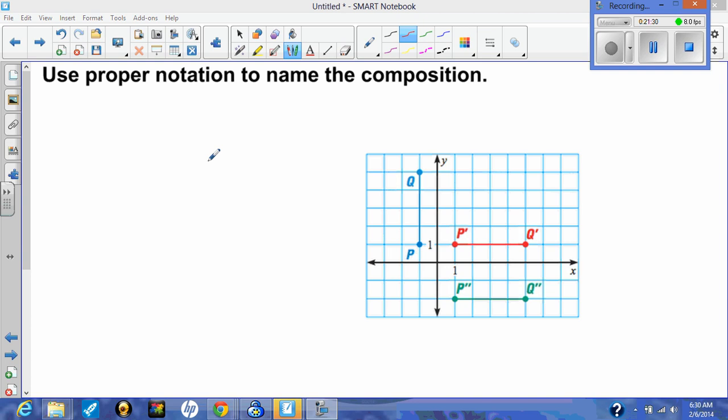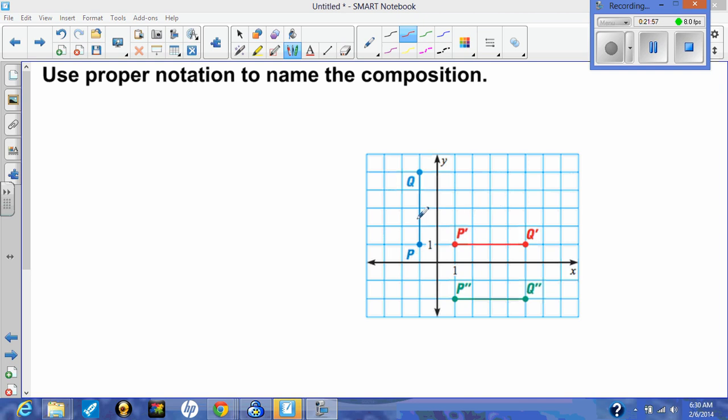Okay, so it looks like we're starting from the blue image, because the red and green have the primes. So this is our pre-image. If I look to see what's going on from the blue to the red, the first thing I notice is the shape has been shifted. We're still a line, but it's not vertical, it's horizontal now. So that tells me that it wasn't a translation. In a translation, the line would still be vertical, just slid around.